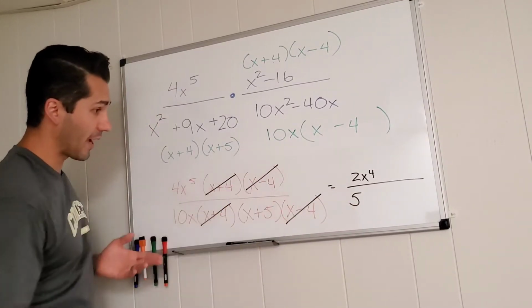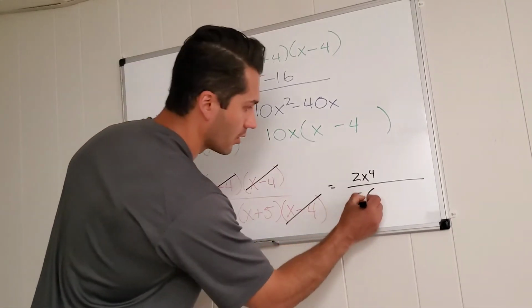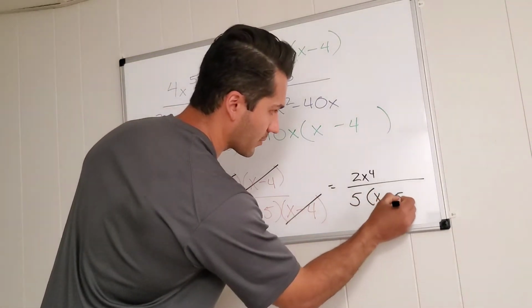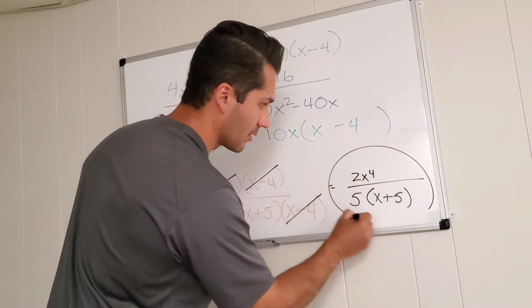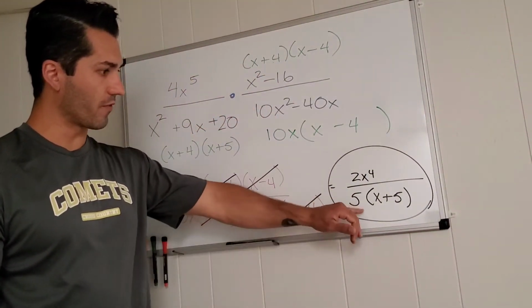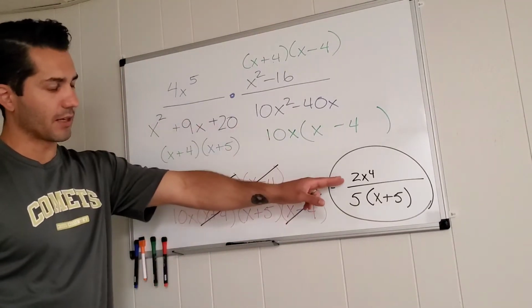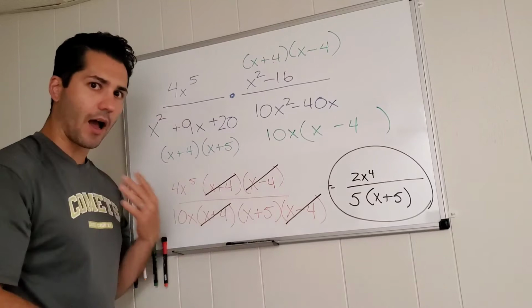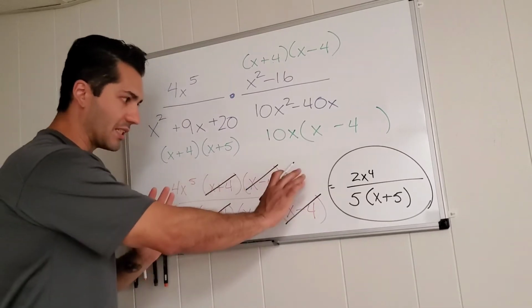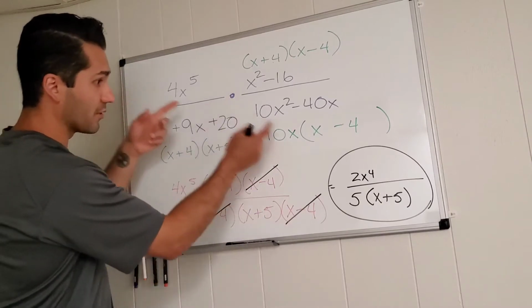And then you look at what else you have. Oh, I still have this x plus 5 hanging around in the denominator. So this is my final answer: 2x to the 4th over 5 times (x plus 5). Now, once again, I rewrote this. I'm taking my time, being neat about it. In reality, I think a lot of you can go from here to here.